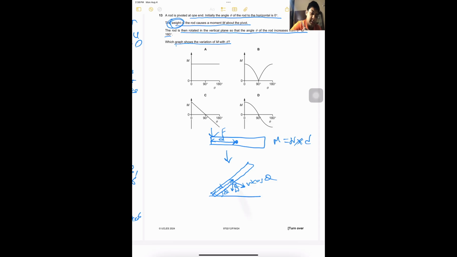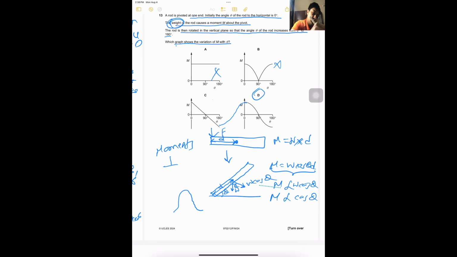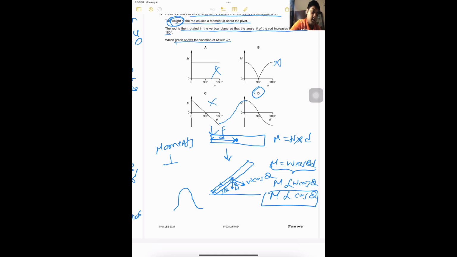Then again this time we have to use the component, because the forces have to be perpendicular to each other to calculate moments, right? So this time the moment will be W cos theta d. Here you can see a relation that M is directly proportional to W cos theta, or M is directly proportional to cos theta. So this will be the cos graph. If you extend it to the left, this would be somewhat. So the answer should be D, because the others don't really show your cos graph. Okay, so that is that.